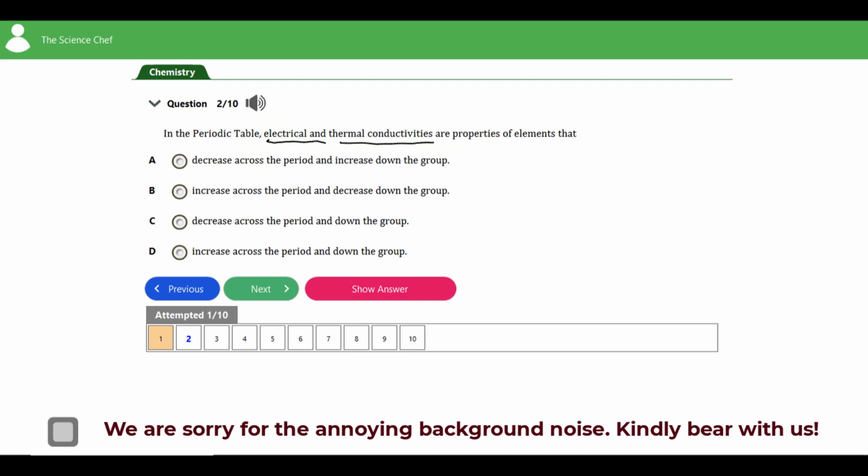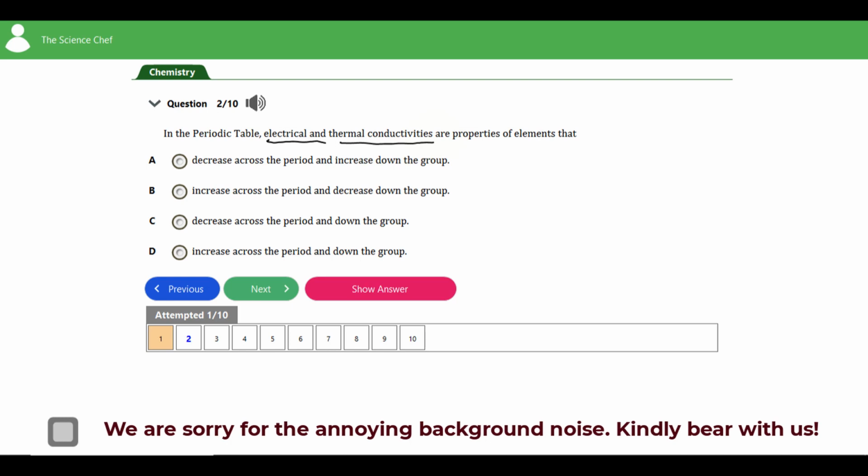Electrical and thermal conductivities are metallic characters or metallic properties, and on the periodic table, as you move from left to right across the period, there's always a decrease in the metallic characters because you are moving away from metals to the non-metals. The metals are always found on the left side and the middle of the periodic table, while the non-metals are found on the right side. So as you move from left to right, there is always a decrease in metallic characters. You move away from metals to non-metals.